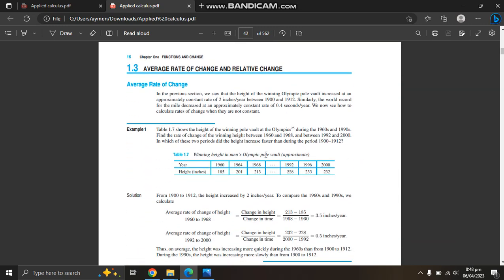So, what is rate of change? In the previous section, we saw that the height of the winning Olympic pole vault increased at an approximately constant rate of 2 inches a year between 1900 and 1912. Similarly, the world record for a mile decreased at an approximately constant rate of 0.4 seconds a year. We now see how to calculate rate of change when it is not constant.